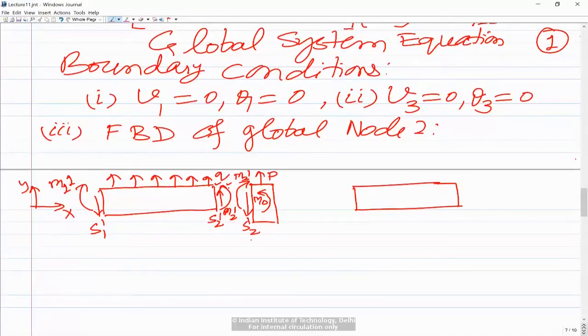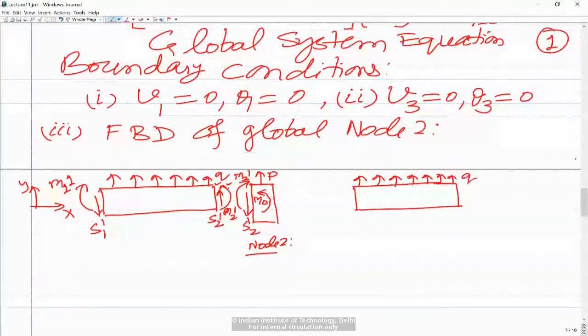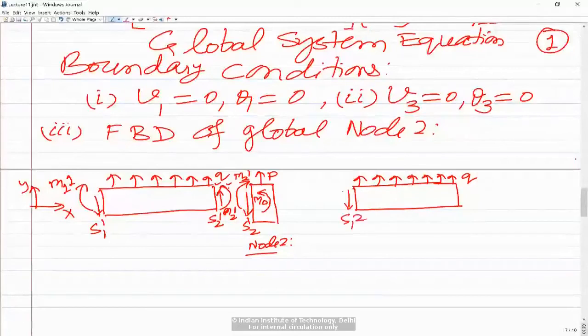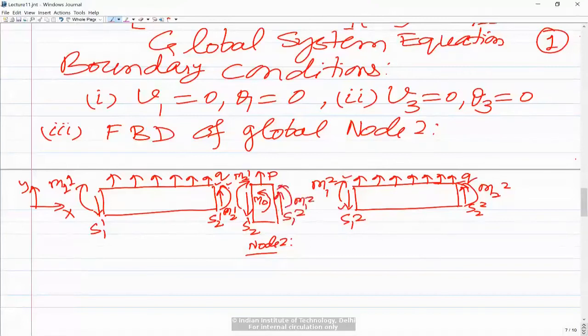And similarly, if you look at the element on the right hand side, although when you are drawing the free body diagram of node 2 you need not draw the FBDs of these elements, for your understanding I am drawing that. Now you have this q over here, and for the element as a whole you will have, on this side S12 and bending moment M12, and on this side S22 and M22. Now the opposite of this force and this moment are going to act at node number 2. So here we will have this S12, and the moment would be M12. So this is the free body diagram of node number 2.